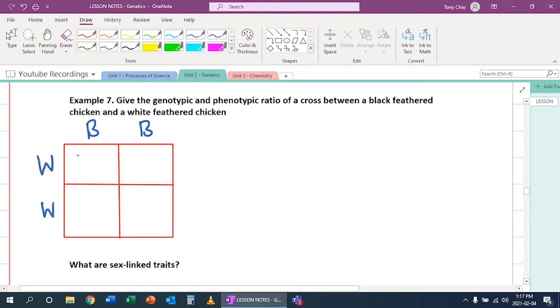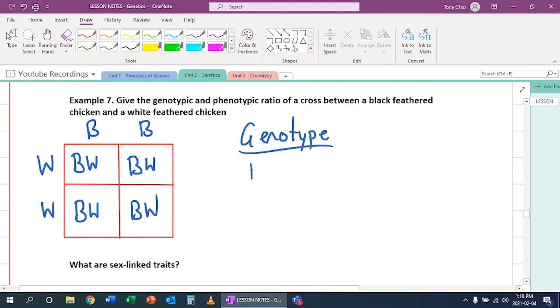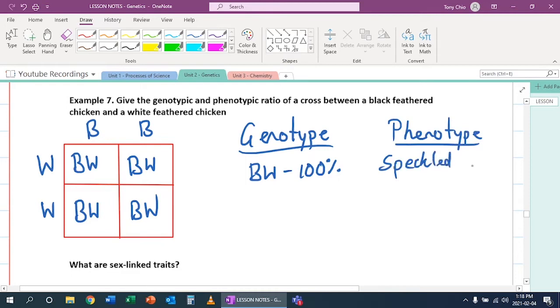What is my Punnett square going to look like? It's going to be BW, BW, BW, and BW. So now, if I look at my genotype and phenotype, what is it going to be? Well, my genotype in this case is going to be BW only, and it's 100%. What's my phenotype? My phenotype here is going to be speckled, and that is going to be 100%. So that means there's no way, really, based on these Punnett squares, that the offspring of these two chickens will have a white feathered chicken or a black feathered chicken.